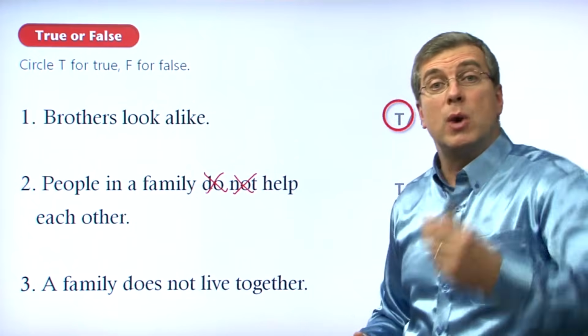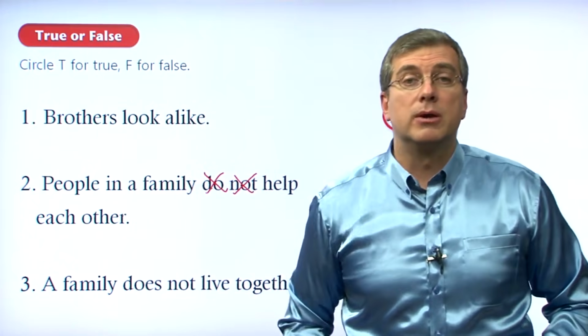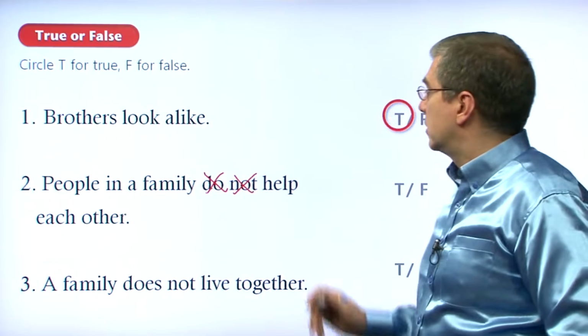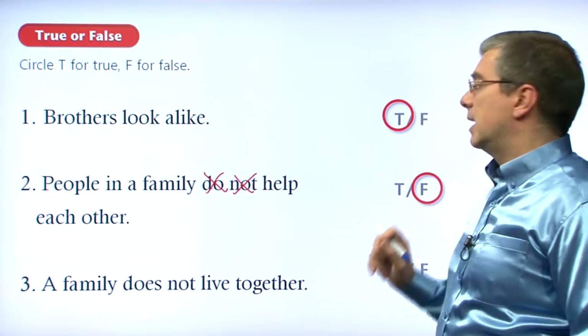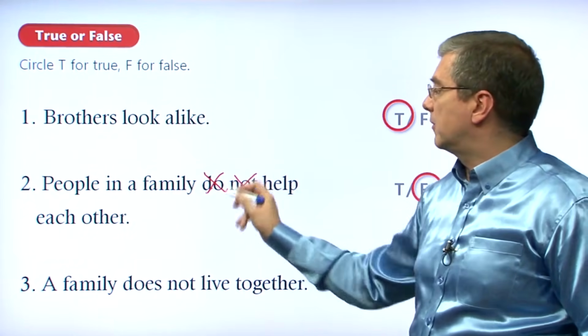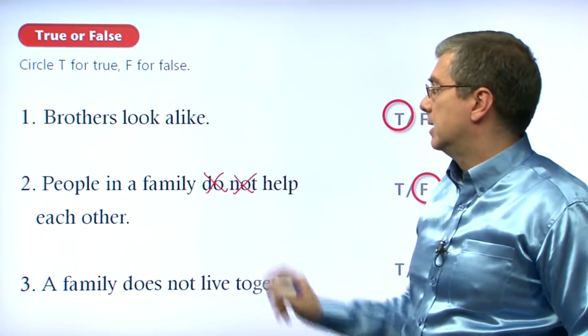That's very important. You help your mom and dad. You help your brothers and sisters. So we have to change that sentence, right? It's a false sentence, okay? People in a family help each other, not the other way around.